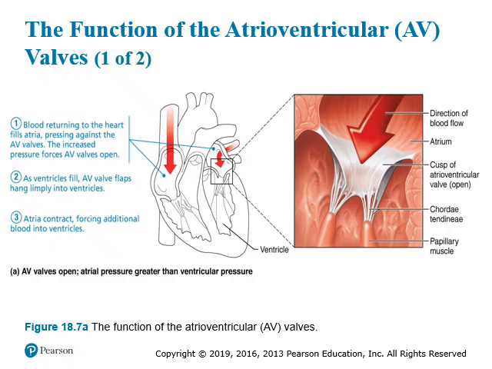Okay, let's take a look at the function of the AV valve. Blood returning to the heart would fill the atria, pressing against the AV valve. The increased pressure forces the AV valve to open, and once open, the blood goes into the ventricles. The ventricles now will fill. As they fill, the AV valve flaps hang limp into the ventricles.